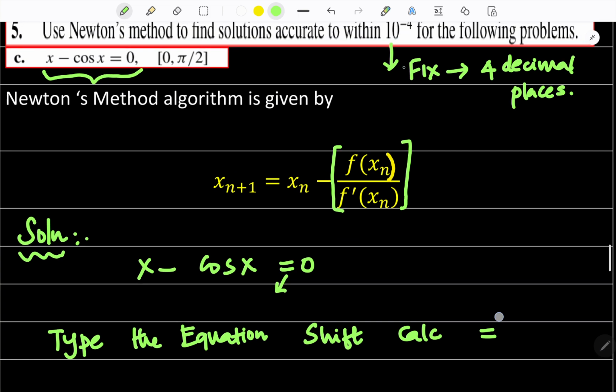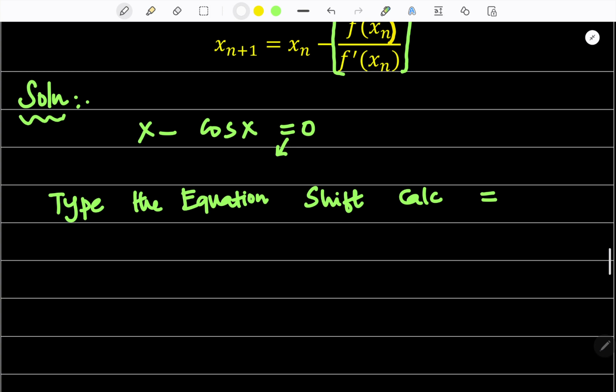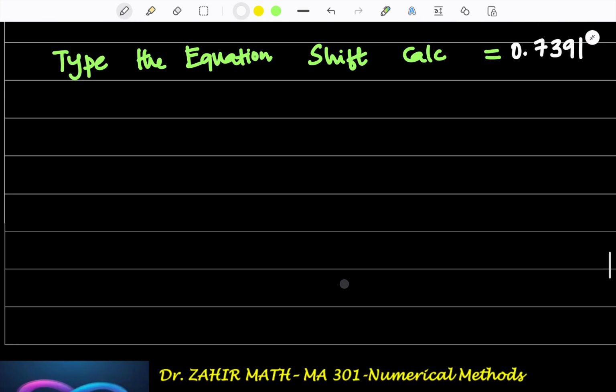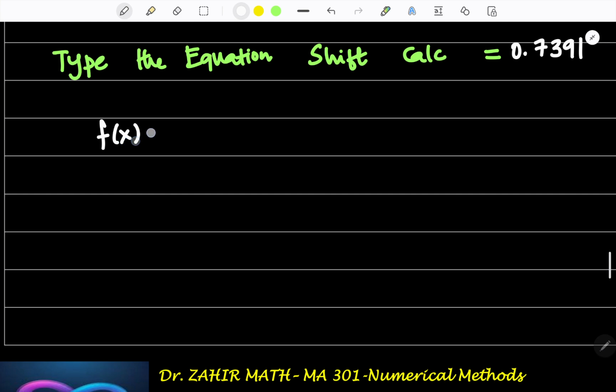Before doing this, you need to fix your calculator to 4 decimal places. Alpha x minus cosine alpha x, alpha equal to 0, equals, and I got 0.7391. This is the answer you have to get. The interval is already given, so there is no need to search for the interval. So f of x is equal to x minus cosine x.